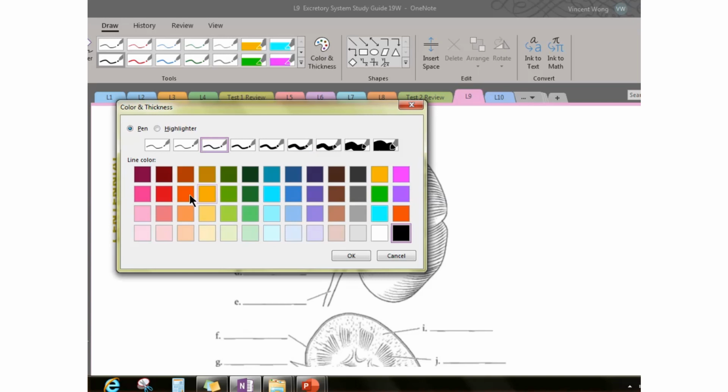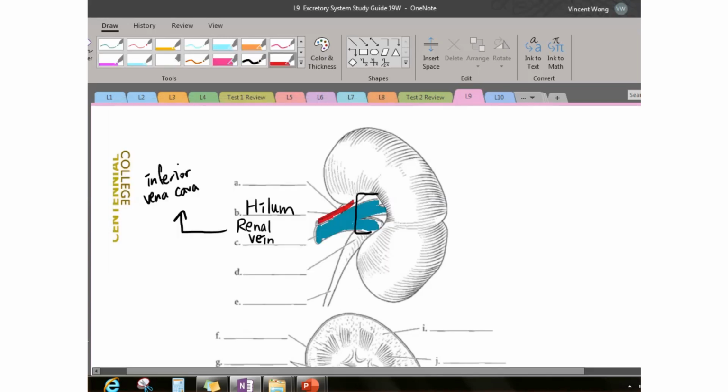Now behind it, we can see that there is the renal artery. Okay, renal artery. Of course, the word renal just means it has to do with the kidney.